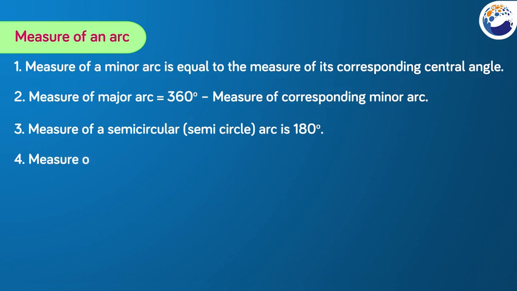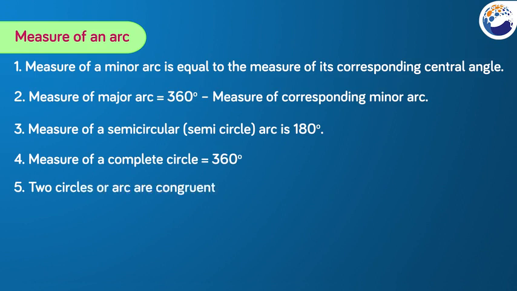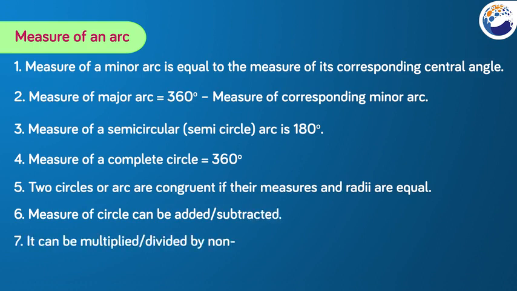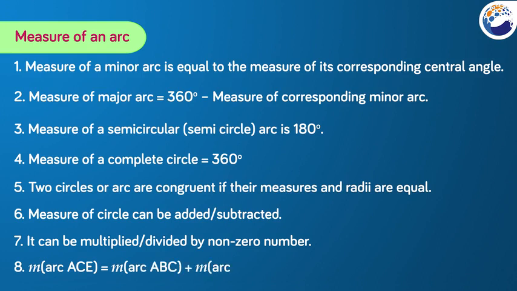4. The measure of a complete circle is equal to 360 degrees. 5. Two circles or arcs are congruent if their measures and radii are equal. 6. Measures of arcs can be added or subtracted. 7. They can be multiplied or divided by a non-zero number. 8. The measure of arc ACE is equal to the measure of arc ABC plus the measure of arc CDE.